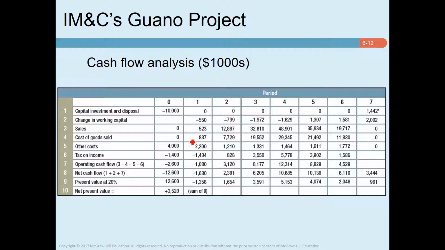Then sales, cost of goods sold, other cost, and taxes. This is our operating cash flow. I already showed you how we calculate this operating cash flow. Then we calculate net cash flow.